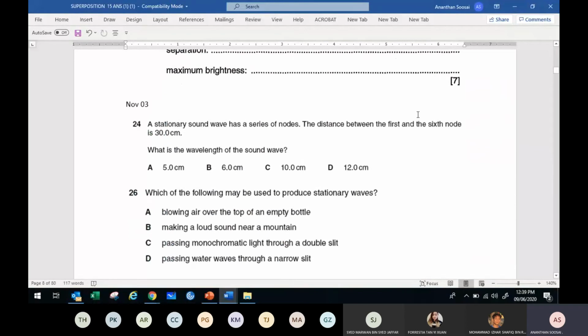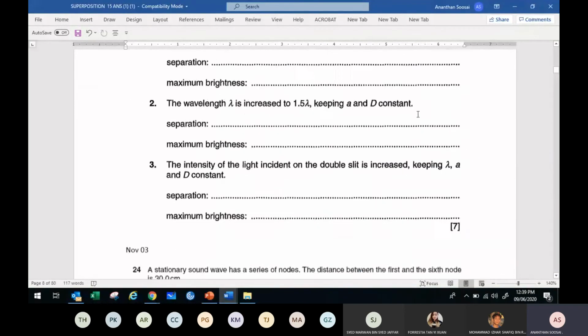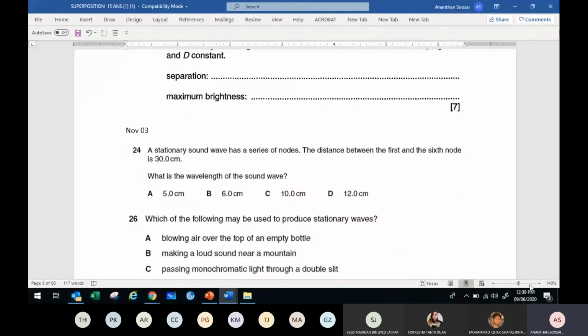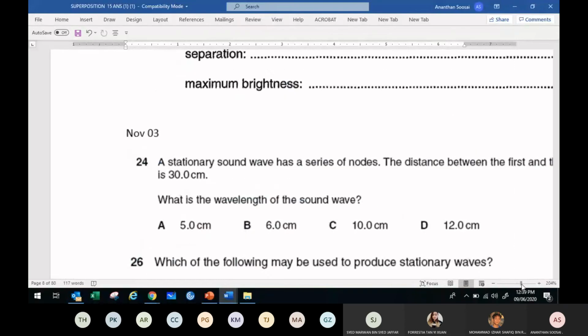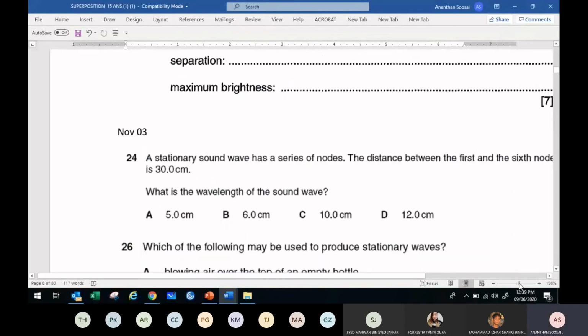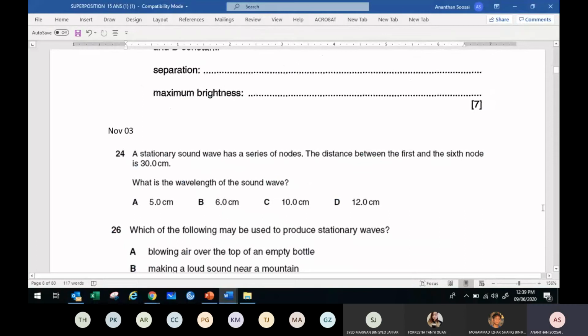Okay. Question 3, what page is this? This is page 8, question 24. You mean the answer? Oh, sorry. So is it D? One of you is saying D.